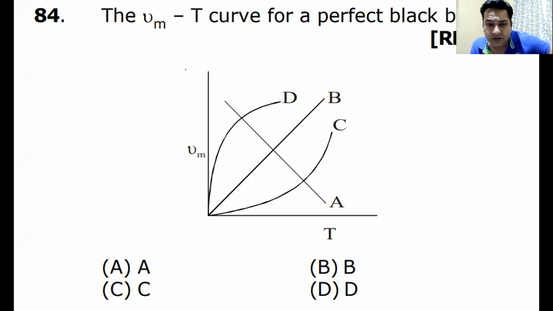This is not lambda m, this is nu m. That means the maximum frequency. The maximum frequency versus temperature curve for a perfect black body is, which one? Not lambda, frequency temperature curve for a perfect black body. May I have your answers, please? I hope you remember how we had drawn the curve. I had shown you the curves. Can you now tell me which one is the curve?